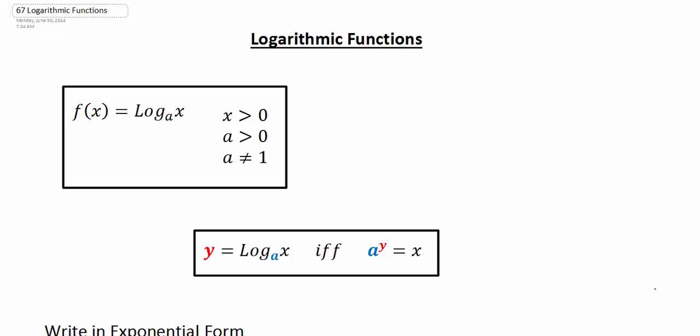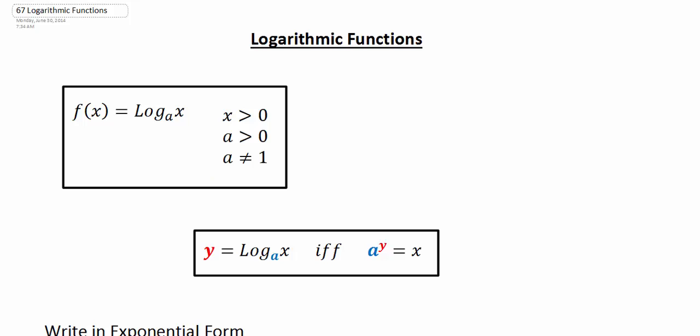Earlier we looked at exponential functions, and now we're going to look at logarithmic functions, which are going to be the inverse of our exponential function. Here's an example. We have f of x equals log base a of x. In this equation, x is greater than 0, a is greater than 0, and a does not equal 1.